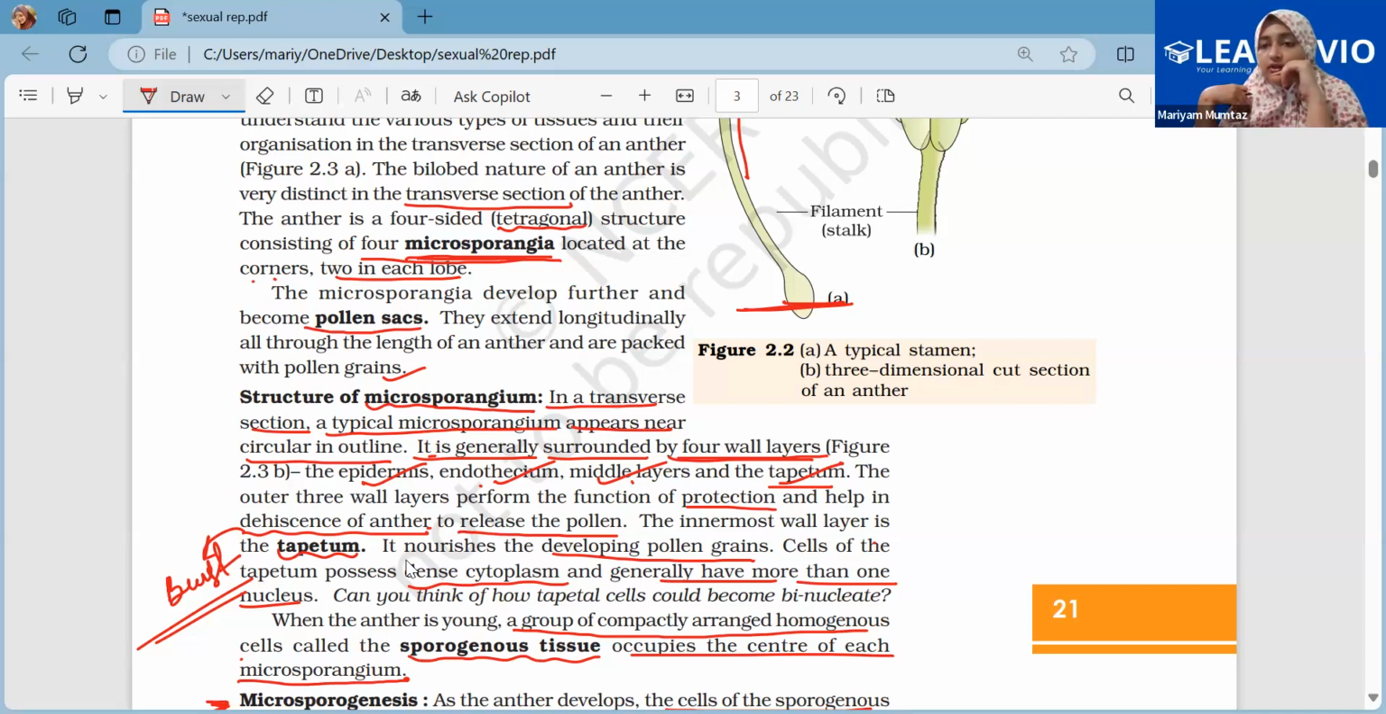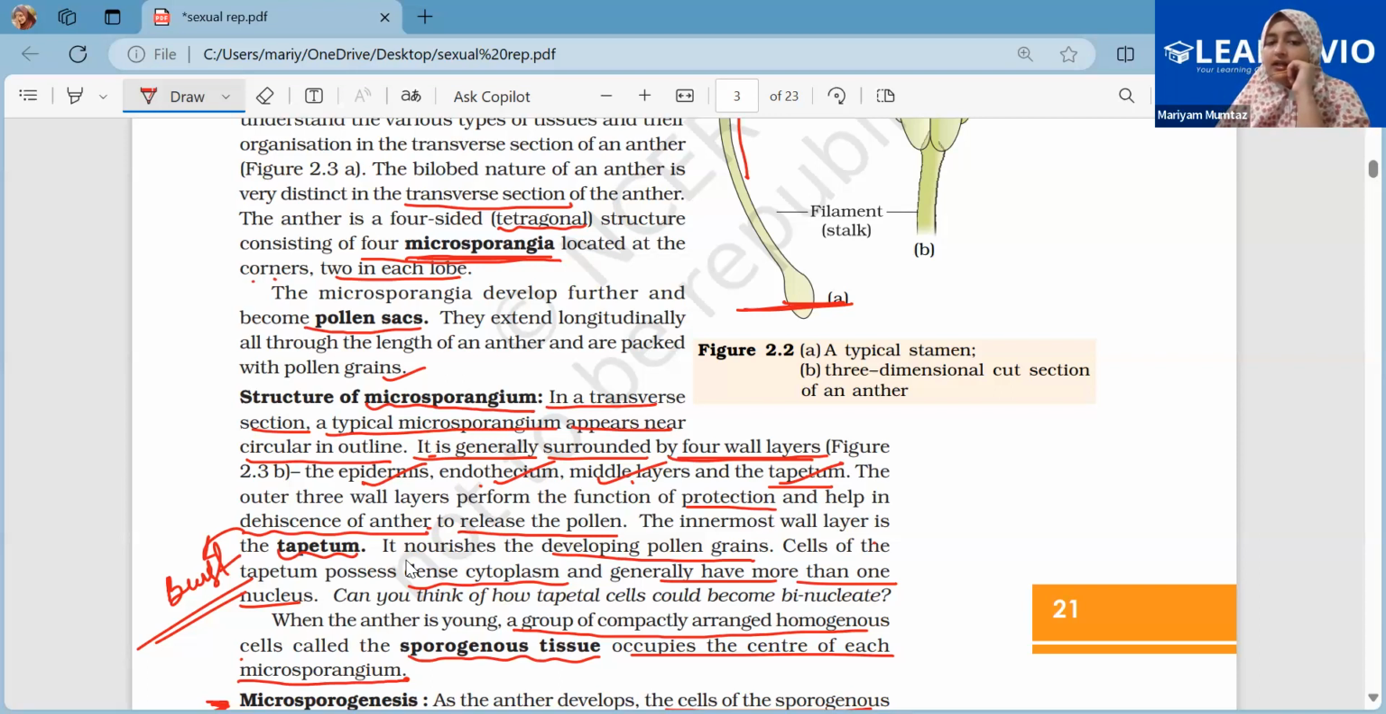What happens, as I told you, is that pollen grains are the male gametes in the plants. So once they are developed inside the anther, the anther bursts so that the pollen grains can be spread everywhere. That is why the dehiscence of the anther is a very important phenomenon, and it is done by the first 3 layers: epidermis, endothecium, and middle layer. Now, what about the last layer?